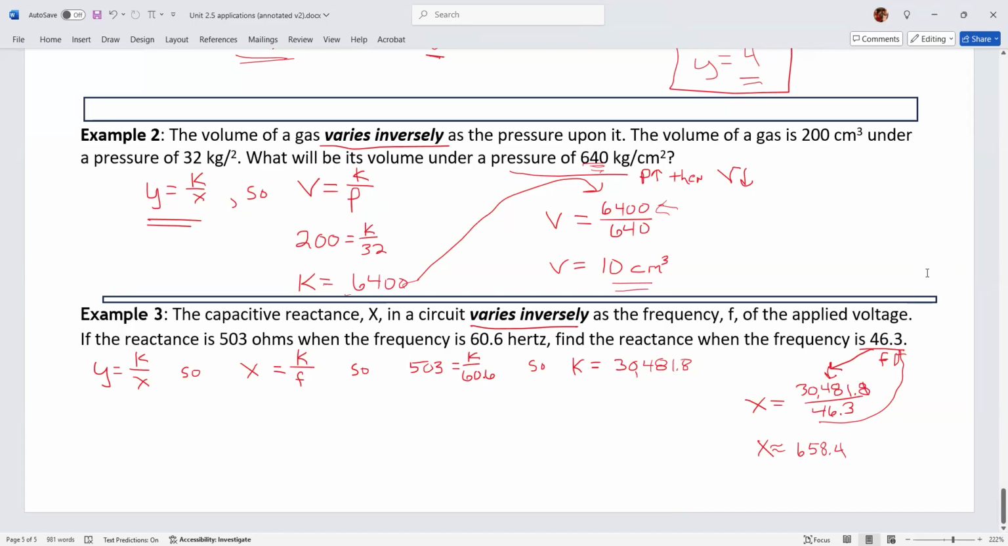Okay. So in summary, direct variation is just a proportion. For inverse variation, you've got to know the formula. You've got to find the constant of variation, plug that in, and then solve the problem with the new values. Okay, good.